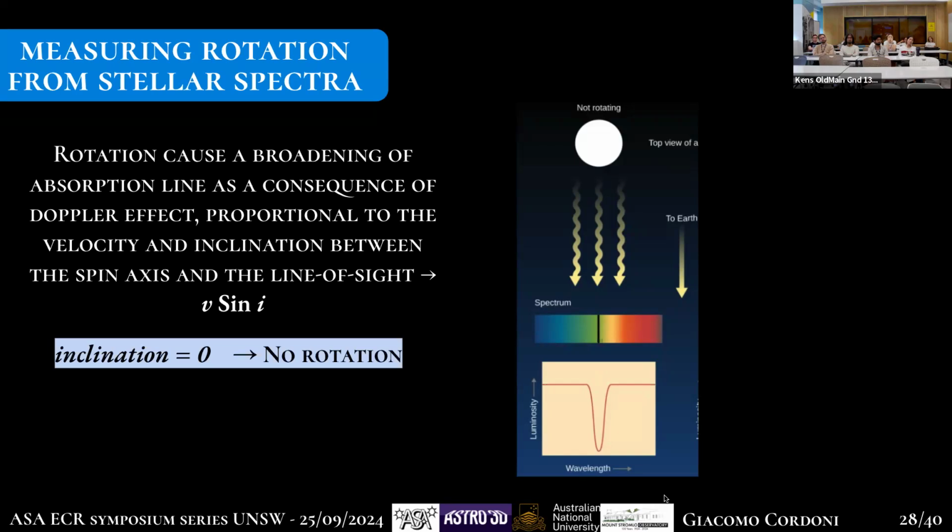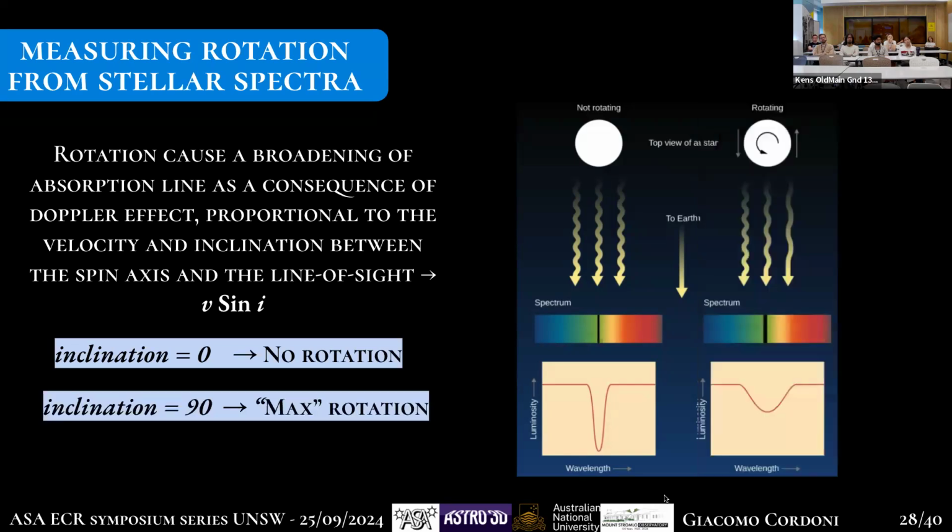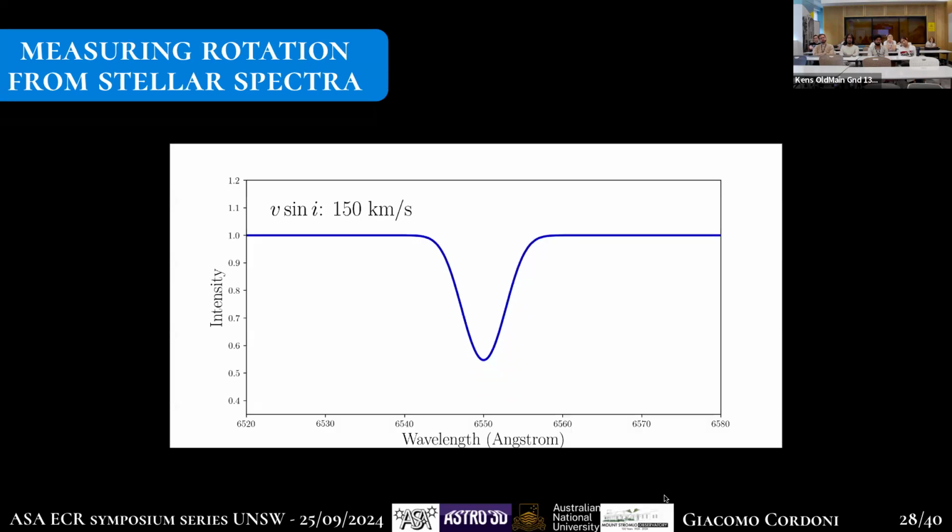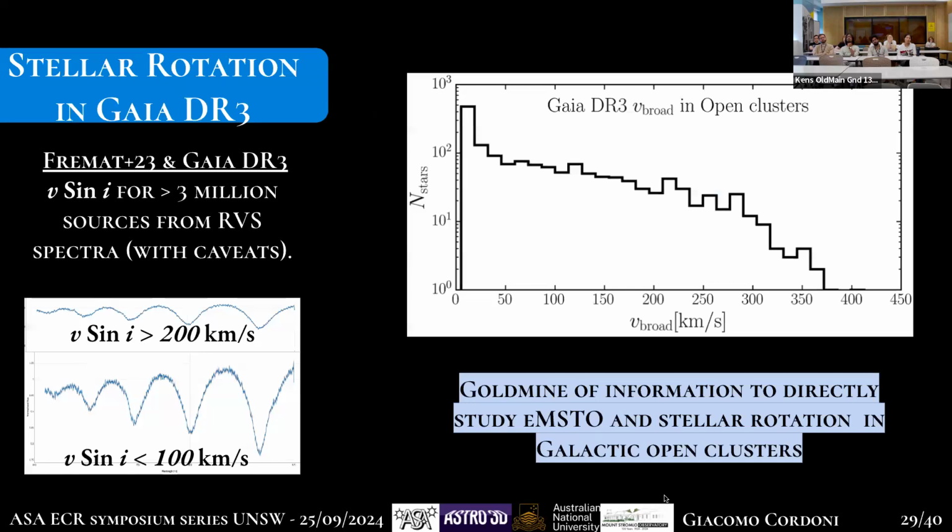While if you look at the star with an inclination equal to 90 degrees, so you look at it perpendicularly to the rotation axis, you have a very wide broadening of the line. What you can do is try to match your observed spectra with a broadened spectra, and you can recover the velocity that you have to input to broaden the spectrum. And that's exactly what Gaia DR3 provided. So we have a projected rotational velocity for more than 3 million sources.